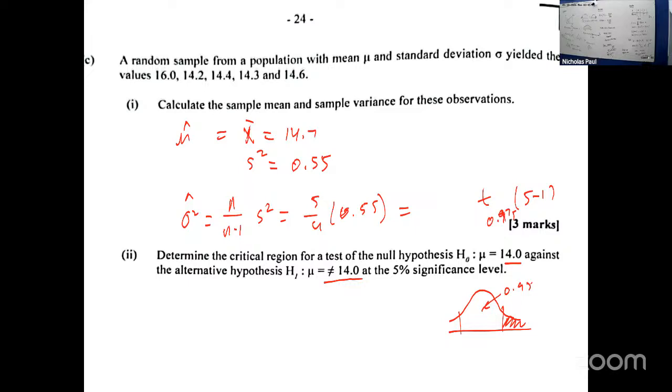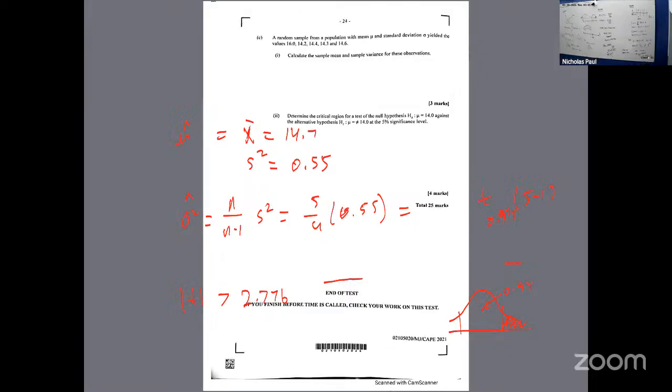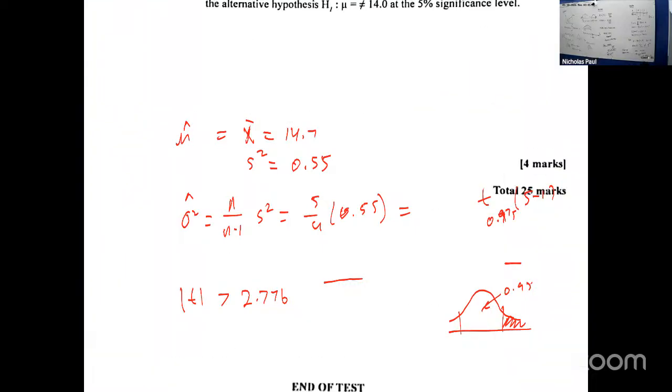So the rejection region, actually the critical region, right? So the critical region is the modulus of T is more than what? 2.77. Everybody okay with that? Everybody okay with that, right?